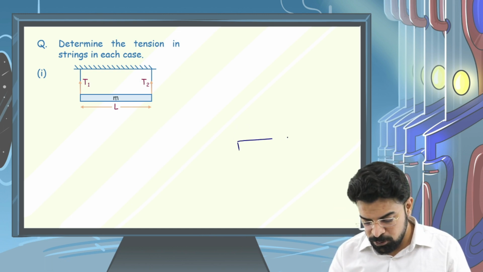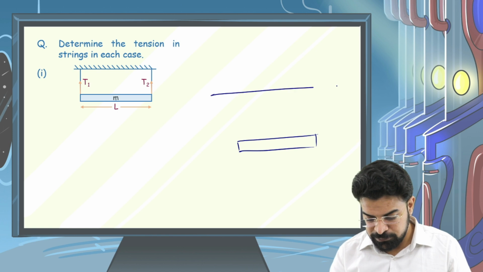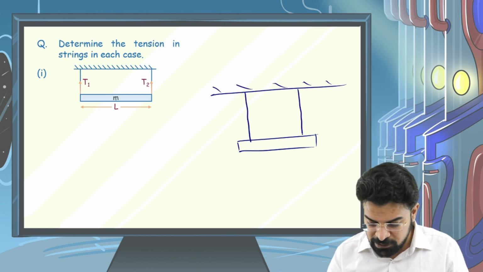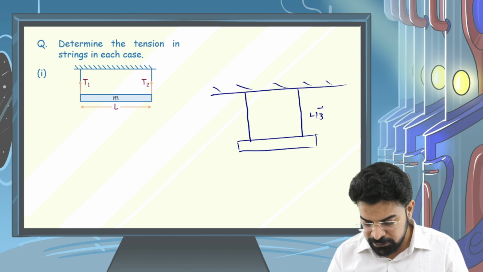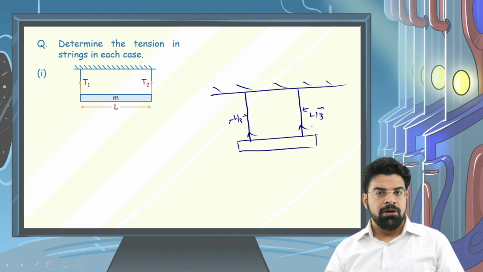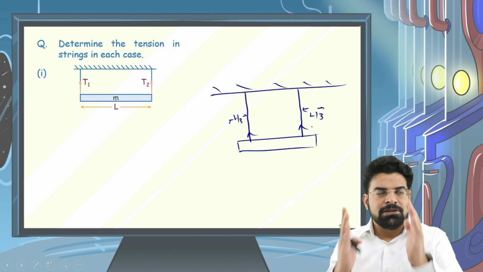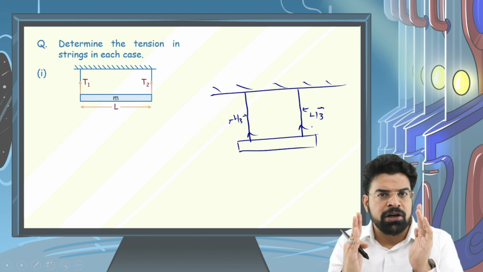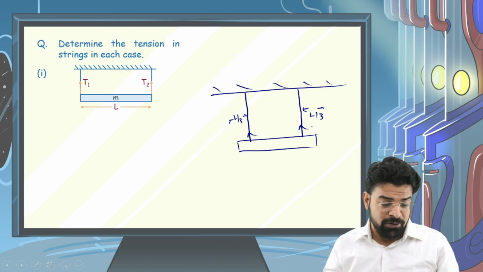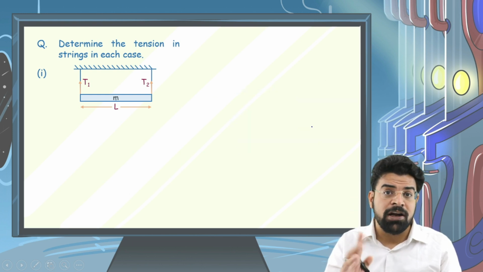So sir, tomorrow, if they give me this case, that at distance L by 3 from both the ends, we have placed two strings. Just by symmetry, you can say both the strings will be supporting half of the weight. So tension in both the strings has to be mg by 2, mg by 2. Just using pure symmetry, you can answer.